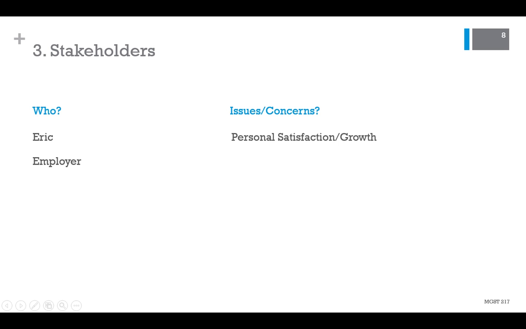The employer is another stakeholder for sure. And what are their concerns? Well, they want to get the best employee. And if they've offered the job to Eric and he holds on to it until something better comes along, they may lose the opportunity to hire another top student.